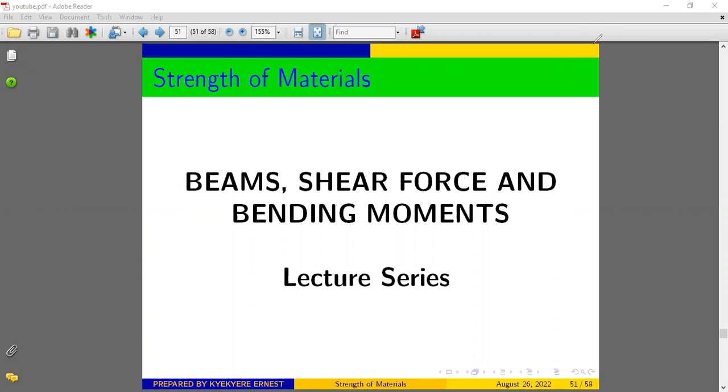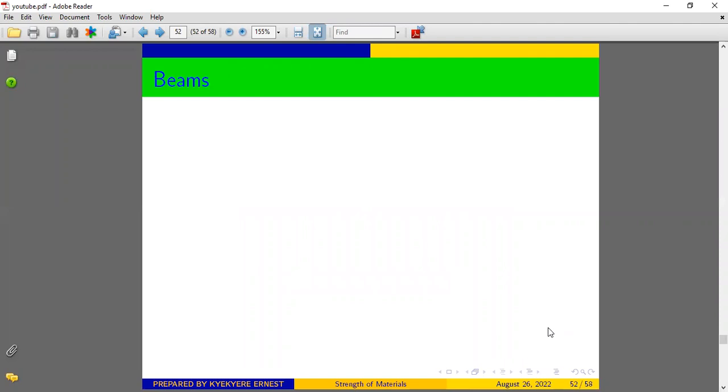Today we are looking at beams, shear force and bending moments. So let's see what we have for today on our lecture series. Good. We are looking at beams. When we talk about beams, we are referring to slender members that support loadings applied perpendicular to them.